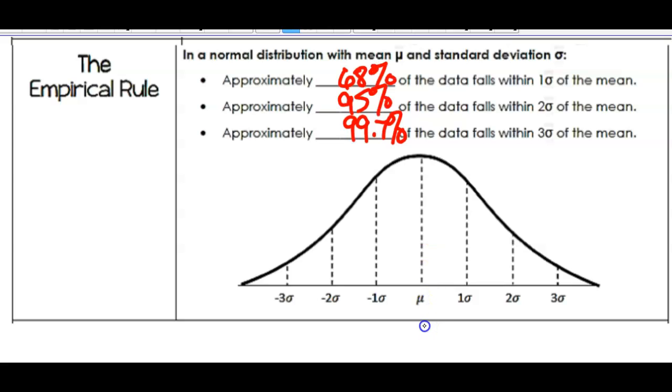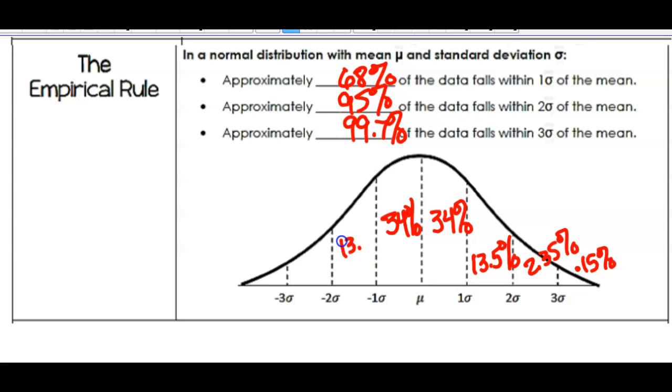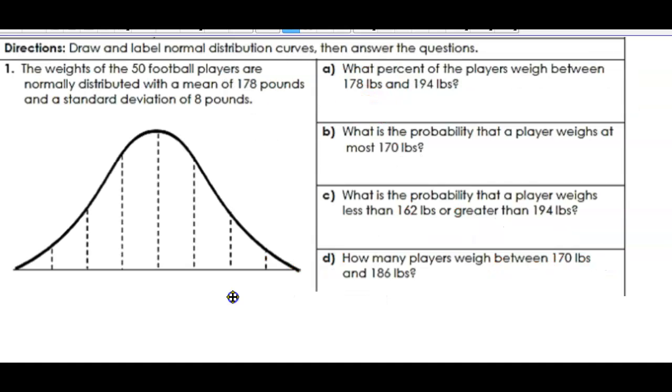Okay, so for example, let's just write in here 34% and 34%. And this will be very helpful if we have this 13.5, and 2.35, and then 0.15%. Okay, that will help a lot.